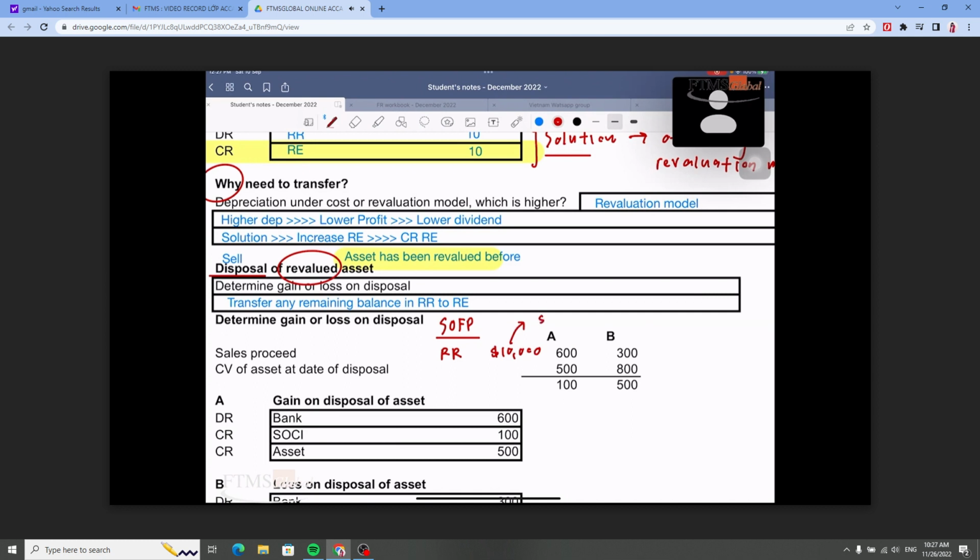Okay, it will still be here after 10 years. If I don't remove this, 10 years later, it's still here. If I have any existing balance in my RR, then somebody asks you, what is this 10,000 about? You can't be telling this person, this RR is relating to an asset I disposed of 10 years ago. It doesn't make sense, right? So therefore, very automatically, you will need to remove it and hide it in your retained earning.